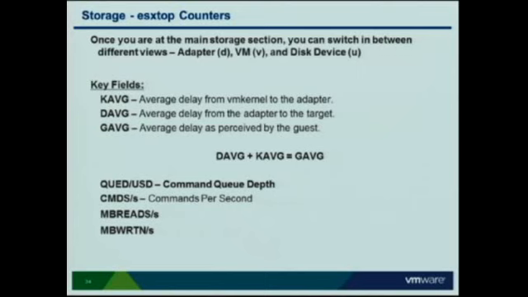KAVG, or kernel average, is the average delay from when that I/O leaves the VMkernel and it goes to the adapter. DAVG, or device average, or device latency in the vSphere client, is the average delay once that I/O leaves the adapter and it goes to the SP, to that target, and we get a response back. And then GAVG, which is the guest average latency. That's the average delay as perceived by the guest, and it is a function of the first two. For the purposes of this, we're going to really talk about that device latency because that's what we tend to see most of the time.